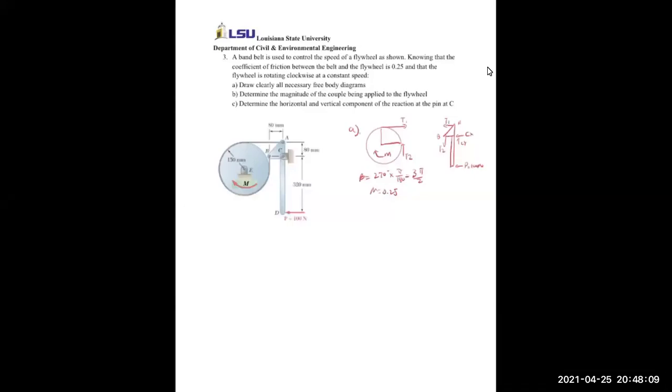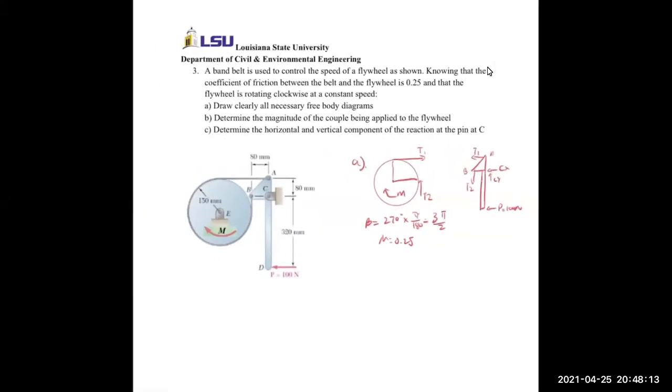Guys, so this is question number 3. It's a question on frictions. It says a bend belt is used to control the speed of a flywheel as shown, knowing that the coefficient of friction between the belt and the flywheel is 0.25 and the flywheel is rotating clockwise at a constant speed. First we need to draw a free body diagram, and then we determine the magnitude of the couple being applied to the flywheel.